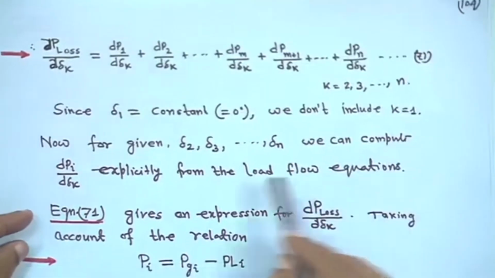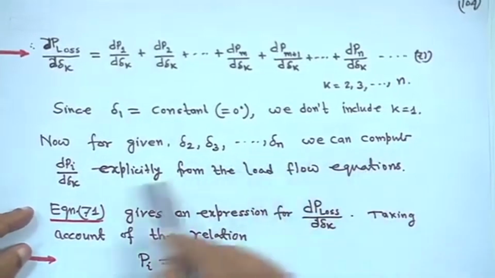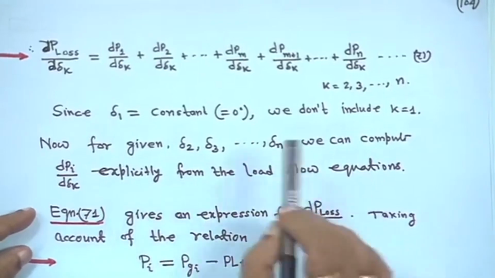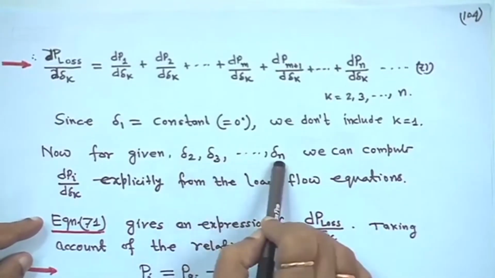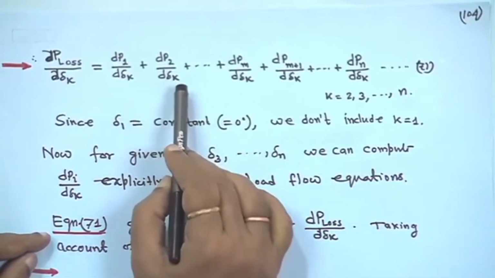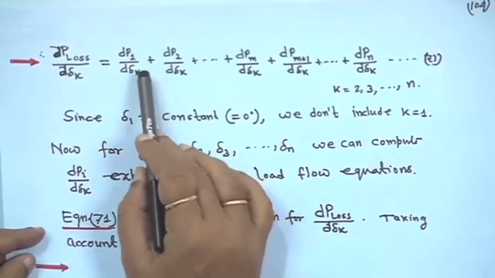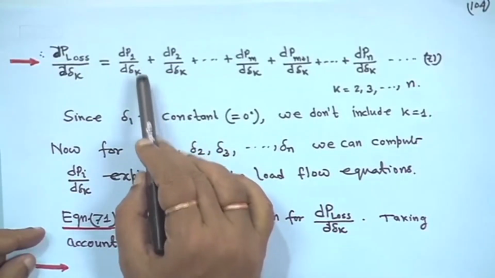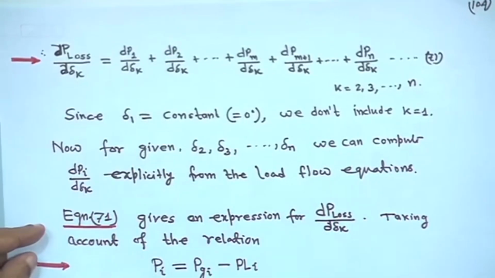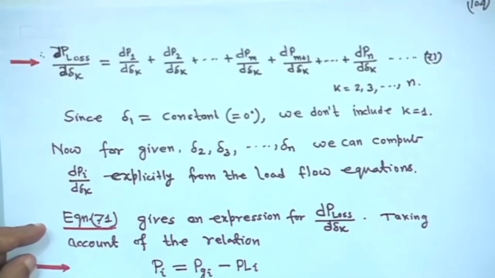Now for given delta 2, delta 3 and delta n, we can compute delta P i upon delta k explicitly from the load flow equation. I mean, if you know delta 2, delta 3, delta n from the load flow studies, everything is known, then this can also be computed. In general, it is delta P 1 upon delta k plus delta P 2 upon delta k, so in general it is delta P i upon delta k.